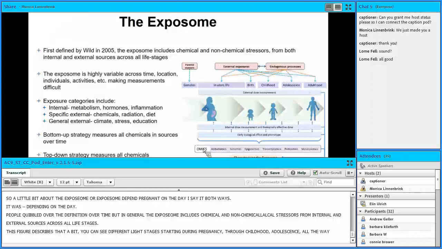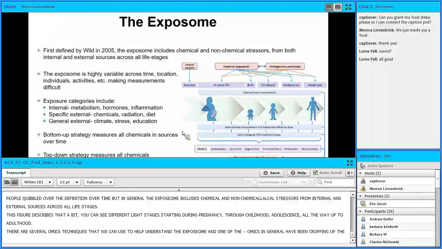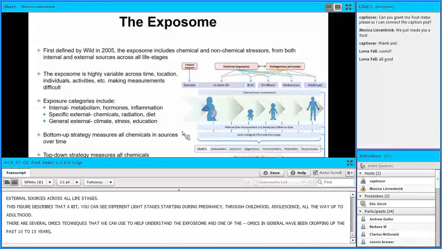There are several different omics techniques that we can use to help understand the exposome. Omics in general have been cropping up for the past, I'd say, 10 to 15 years, even some before that. Exposomics is a relatively new one, and so we've added that to the list of things that we're using.